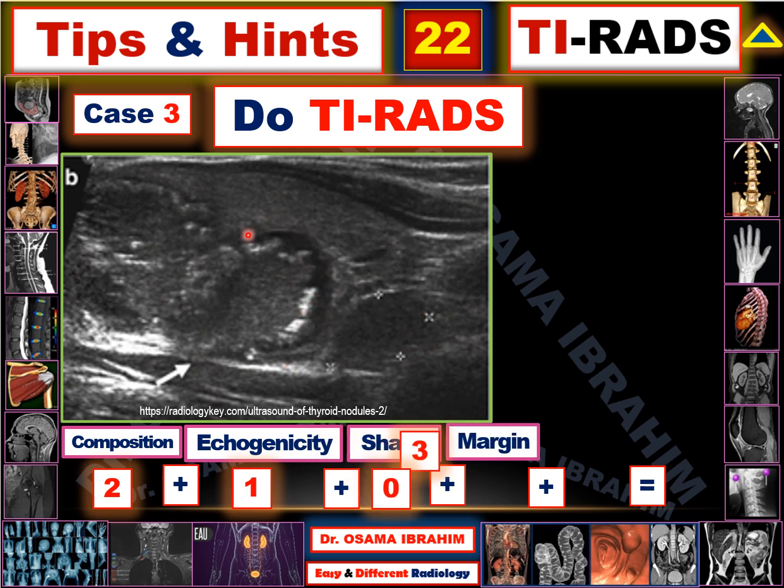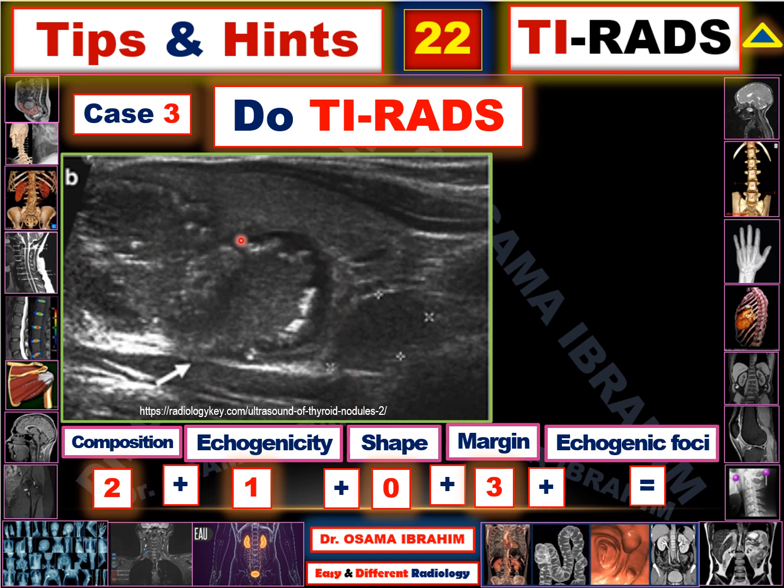The margin of the nodule: if you look at this arrow, the capsule of the thyroid gland is here, and part of the nodule extends beyond the capsule, so it is invading the capsule and is considered extrathyroid extension. Extrathyroid extension in the margins takes score 3.